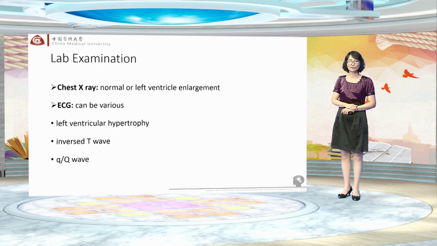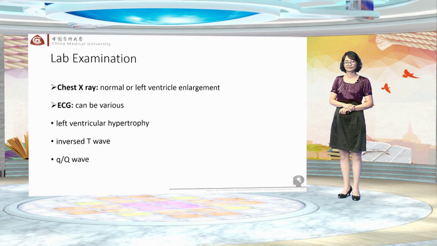Some laboratory examinations could be used to differentiate and evaluate HCM. Chest X-ray and electrocardiography are actually not very specific. Normal or slightly enlarged silhouette of the heart may be the only finding in X-ray. ECG may be various with possible presence of left ventricular hypertrophy, inverse T wave, or Q wave. This should be differentiated from myocardial infarction.